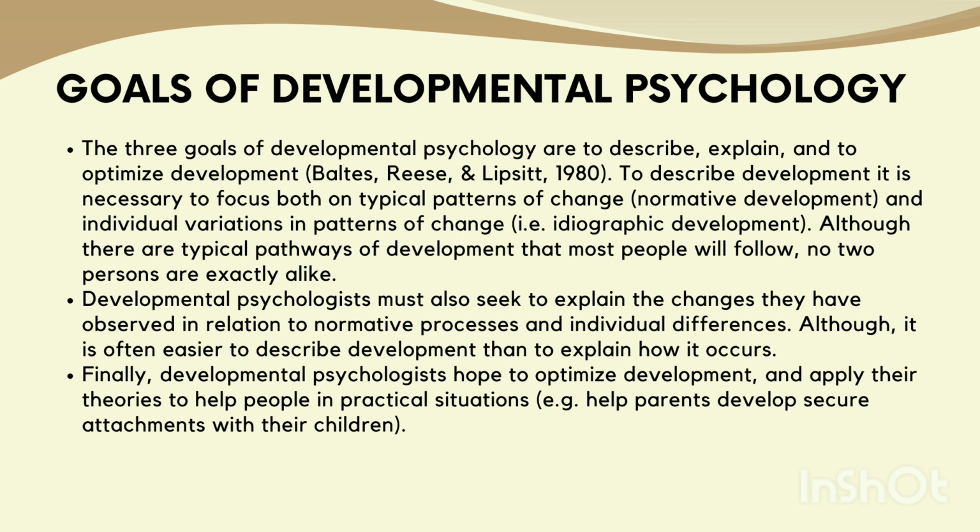Goals of developmental psychology. The three goals of developmental psychology are to describe, explain, and optimize development. To describe development, it is necessary to focus both on typical patterns of change, normative development, and individual variations in patterns of change, idiographic development. Although there are typical pathways of development that most people will follow, no two persons are exactly alike.